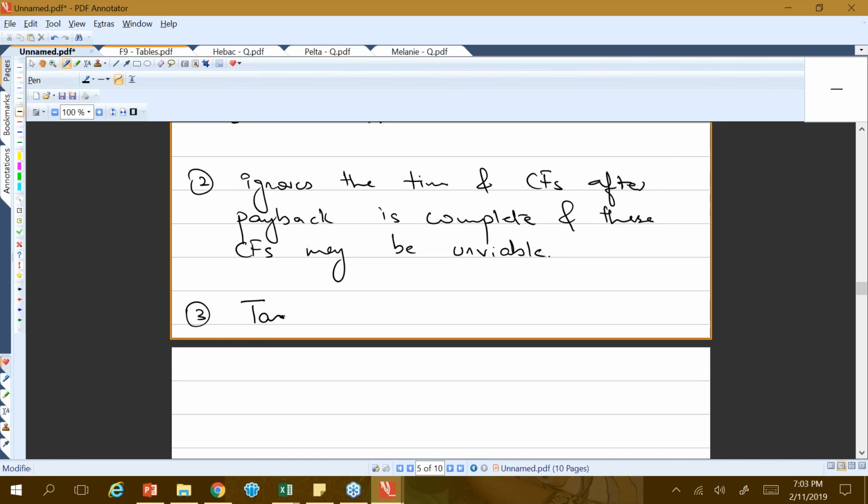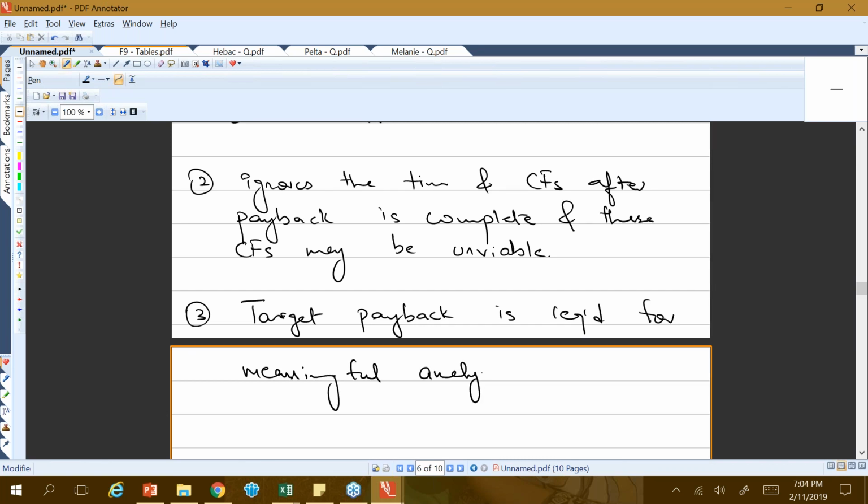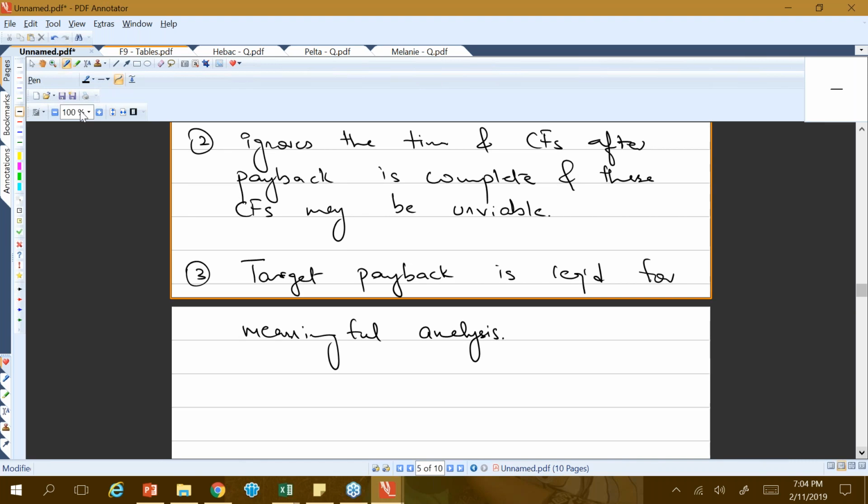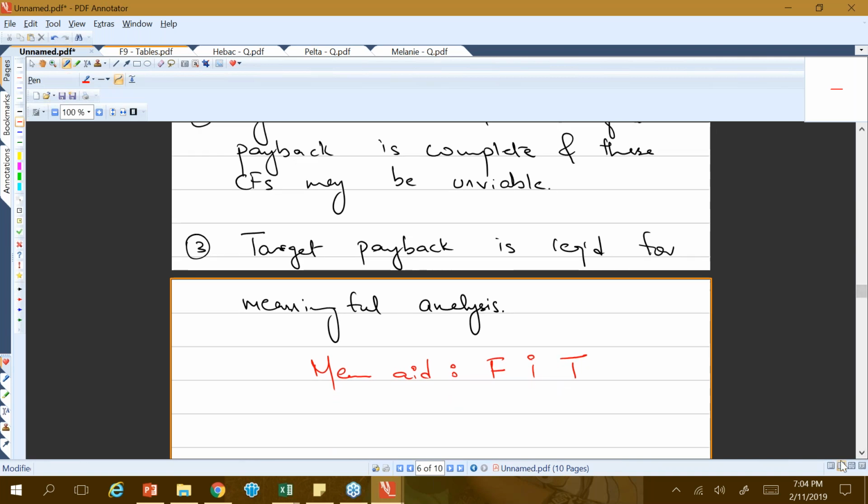And number 3, a target payback or the target discounted payback is required for meaningful analysis. We need a target payback to conclude if the calculated payback or the discounted payback is good or not. And again, the memory aid here is FIT. So on NPV, we say BEST PROB as the memory aid for advantages and disadvantages. And on payback and discounted payback, it is the CUTE FIT, the advantages and disadvantages. So I hope that was useful for you to bring up some points in the exam and to remember it as well, so that if this comes up, you know how you would tackle it in the exam.